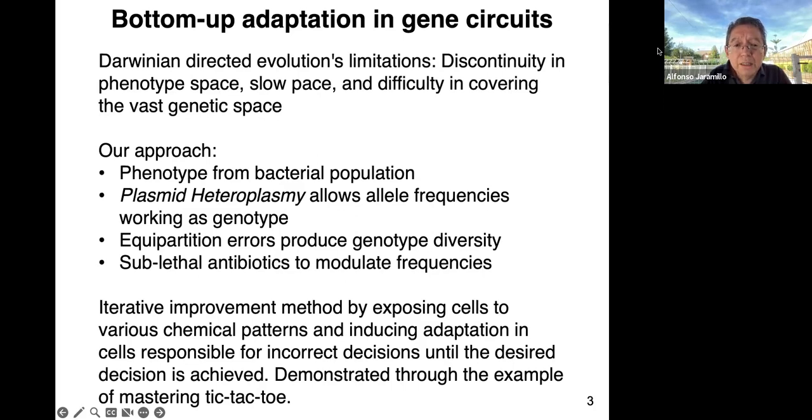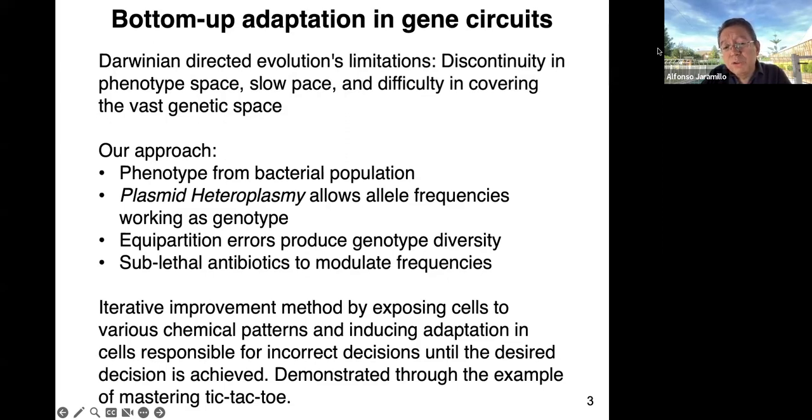And even when the cell, of course, divides, you have equipartition errors. This means that not all the daughter cells have the same amount of plasmid as the mother. But this is a good thing for us, because it produces some diversity, which we need in order to search the space of decision making. So we need some randomness in order to better explore the space.